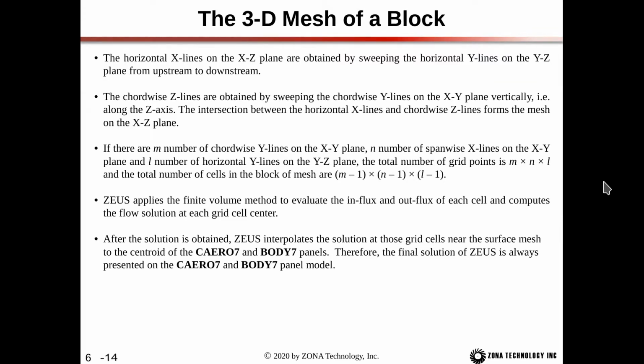Now ZEUS applies the finite volume method to evaluate the influx and outflux of each cell and computes the flow solution at each grid cell center. And after the solution is obtained, ZEUS interpolates the solution at those grid cells near the surface mesh to the centroid of the ZEUS and Body 7 panels. Therefore, the final solution of ZEUS is always presented on the ZEUS and Body 7 panel model. So the computation is done on the volume grid, but then all of the display is done on the surface panel model.